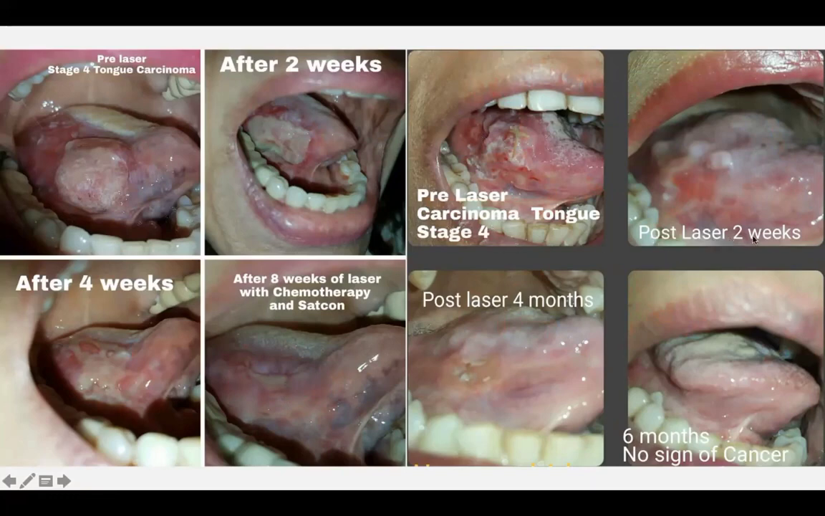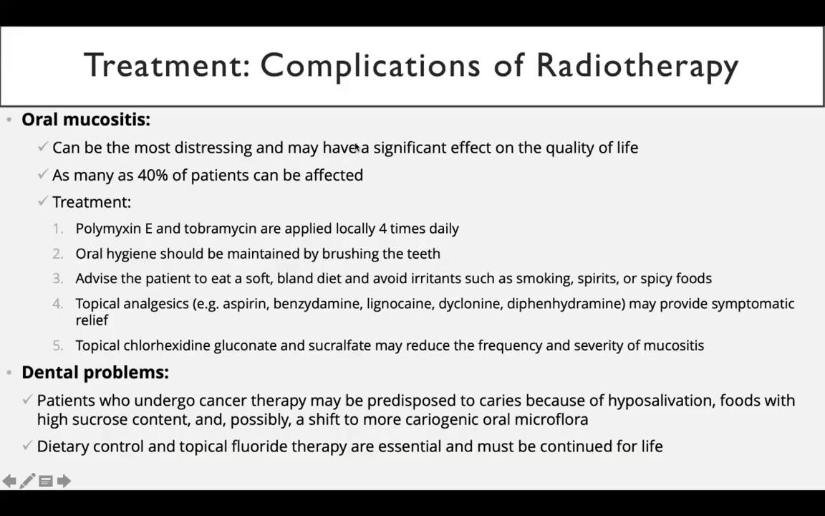So post laser, 2 weeks after removal by this laser surgery, and post laser 4 months, you see there is fibrosis and almost the lesion is gone. The lesion looks almost gone there. There is no lesion seen other than local fibrosis. After 6 months, no sign of cancer. So it has some benefit.